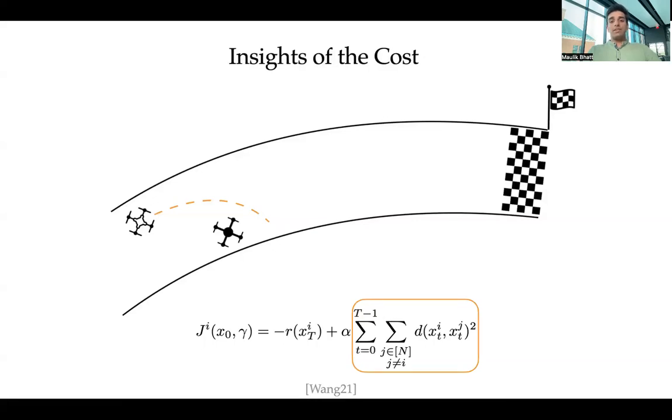As we can see here, we are trying to minimize the distance between both the agents, which may mean that if an agent is behind the other agent, then it will try to overtake the agent and stay close to it and generate blocking behaviors. And if it's already ahead of the other agent, it will try to block the other agent by preventing overtaking behavior. And here alpha is the hyperparameter which we decide empirically to find the best results.